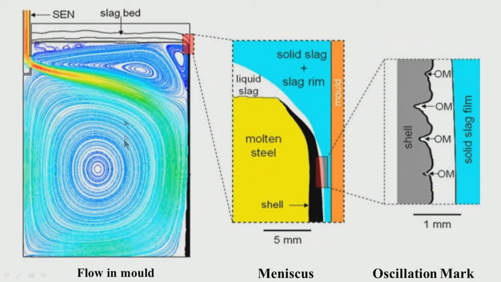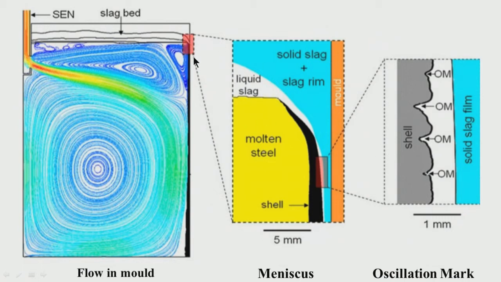Here this is the mould area, and this is the flow in the mould. People have found out through modeling what the type of flow is. The liquid steel is coming inside, and this is the temperature distribution. It is very hot here, and then slowly the temperature comes down inside the mould. This area, the meniscus area, has been magnified and shown in this picture.